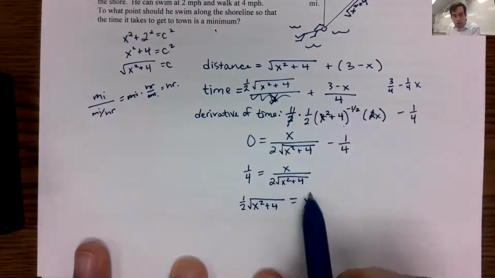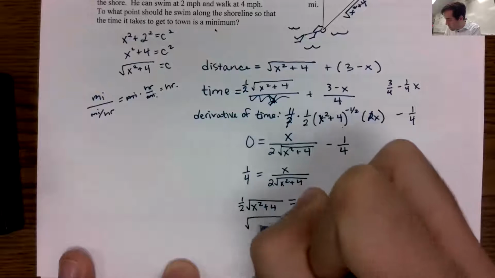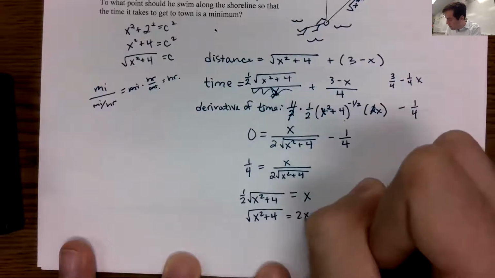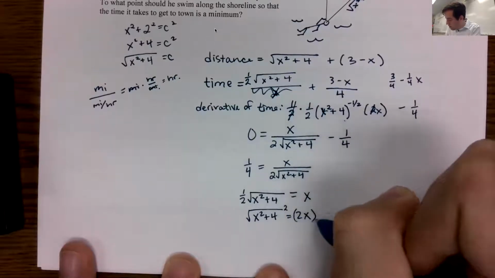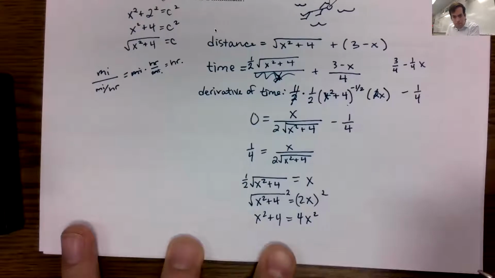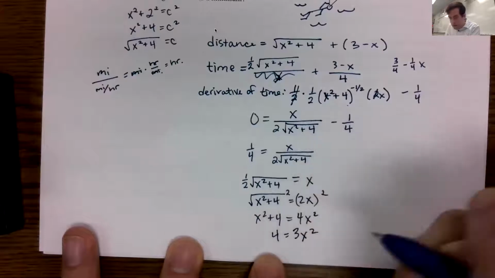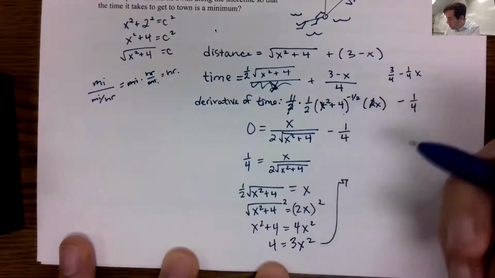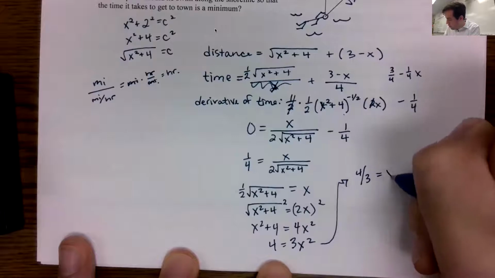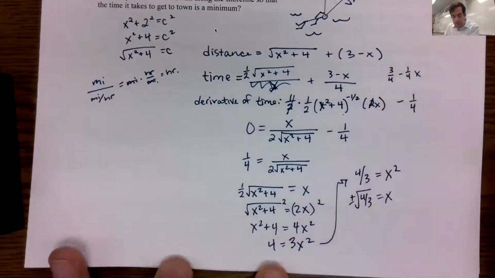So I just took this whole denominator and multiplied it to the other side. I'm going to take that 1/2 and multiply it back over here because I want to get the square root by itself so I can square both sides. So I have x squared plus 4 equals 2x. I'm going to square both sides. And I end up with x squared plus 4 equals 4x squared. And I can subtract the x squared. And I can divide by 3. So I got 4/3 equals x squared. And then I square root. So I end up with plus or minus the square root of 4/3 equals x.